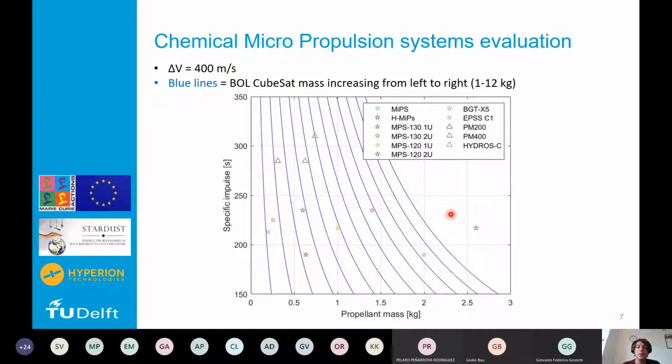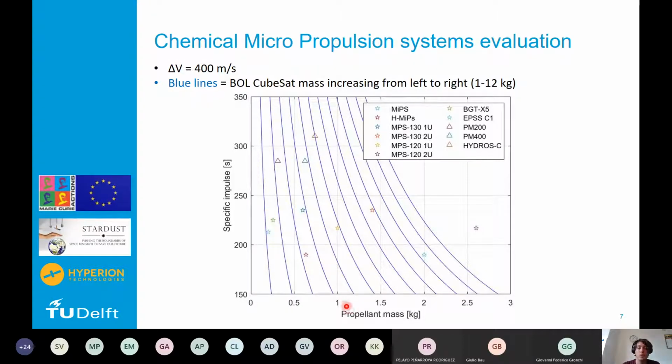And on the map, you can see plotted some stars and triangles, which represent respectively a monopropellant micropropulsion system and a bipropellant micropropulsion system. To read this chart, it's easy and straightforward. For example, this engine, which is the MIPS, with its standard configuration, is able to deliver 400 meters per second of delta V to a CubeSat with a beginning of life mass around 1 kilogram.